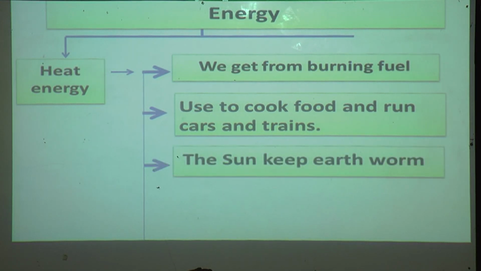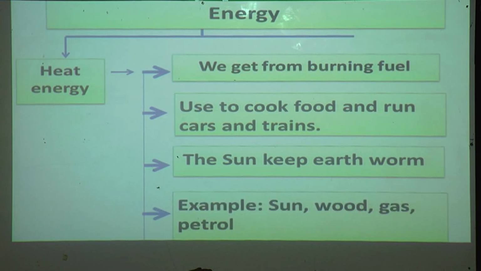The sun keeps the earth warm. Yes, the sun rays are coming to the earth, and the earth will absorb those rays, meaning it comes in radiation form, waves coming from the sun to the earth. We feel hot during summer, or sometimes we feel hot in winter or in the rainy season also, because the earth absorbs the radiation from the sun.